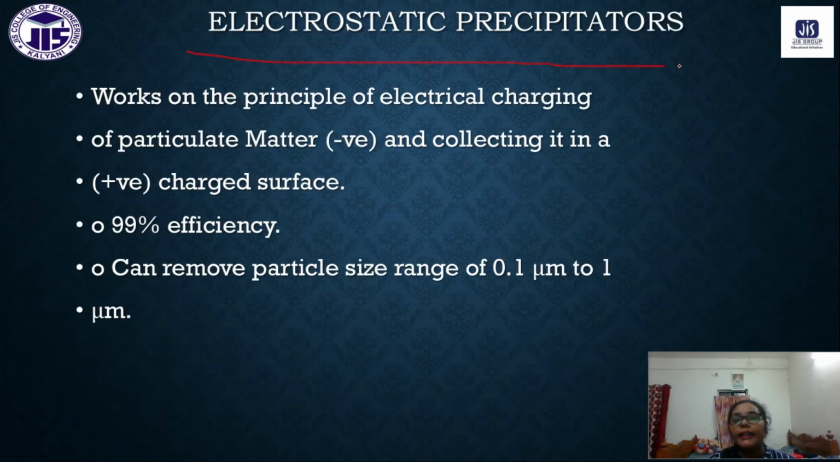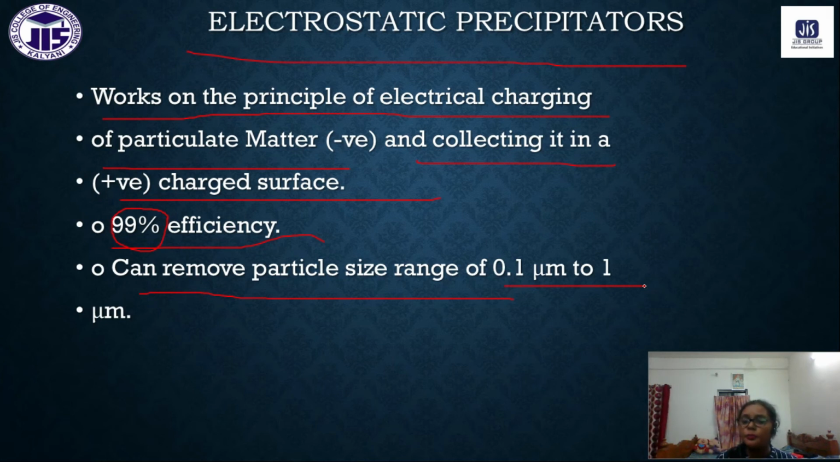Okay, now we have the electrostatic precipitator, very important. What is the working principle? It works on the principle of electrical charging of particulate matter, that is negatively charged. Generally we assume the particulate matter is negatively charged, and it is collected on a positively charged surface. It is 99% efficient, which is very high, and it can remove particle sizes in the range of 0.1 to 1 micrometer. That means very small particles can also be removed by this electrostatic precipitator, and that's why it is very important to control air pollution.